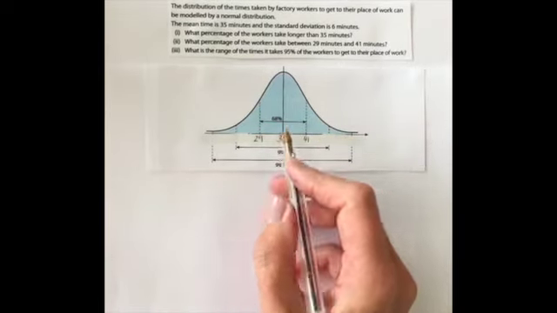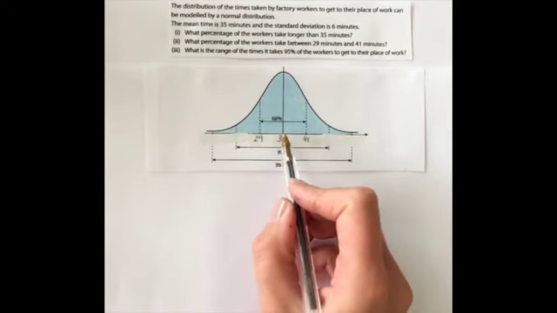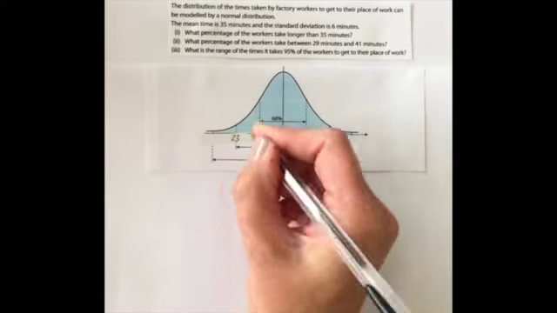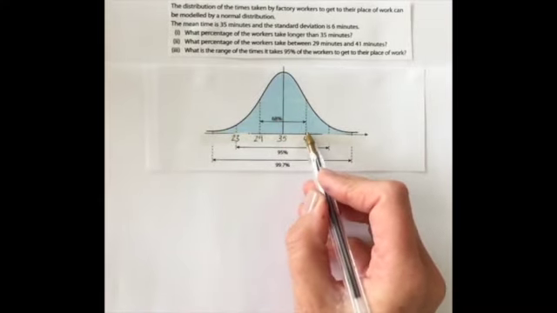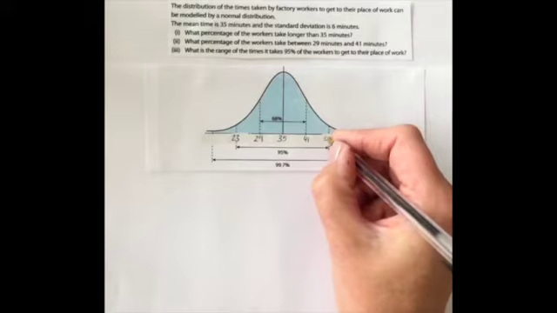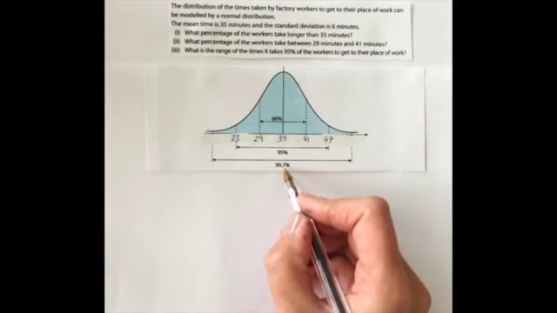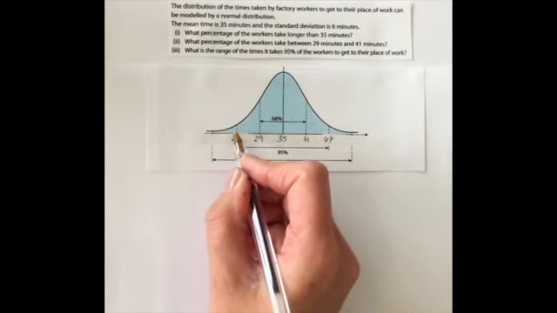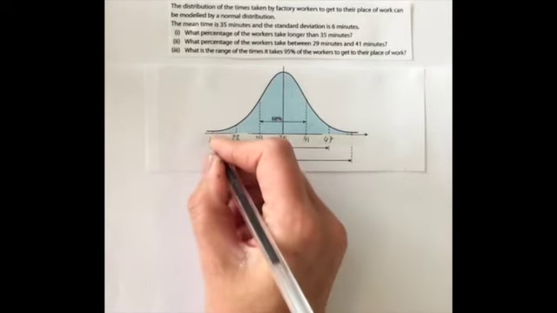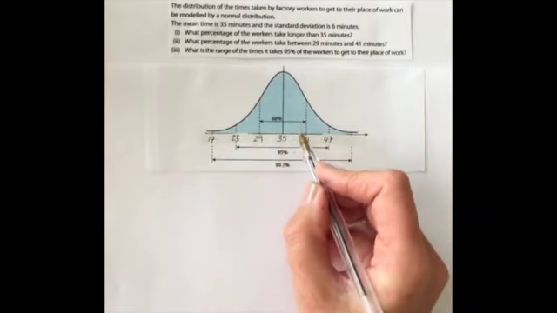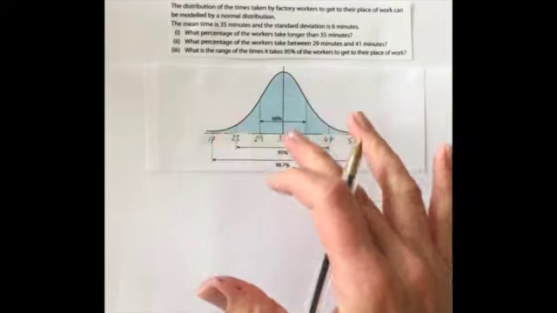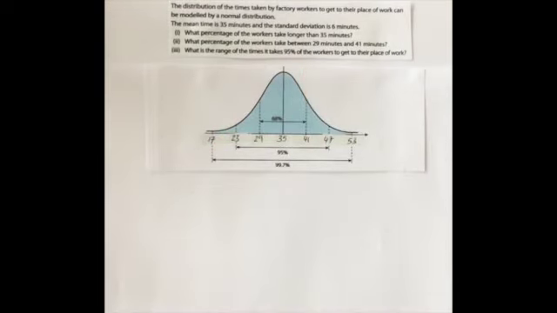95% of the data lies within two standard deviations. So 35 take away 6 again is 23. And 35 add 6 and add 6 again is, of course, 47. And 99.7% lies within three standard deviations of the mean. So 35 take away 6 again is 17. And 35 add 6 again is 53. Okay, so we've got the idea of the spread of the data here. Now we're in a good position to answer the questions.